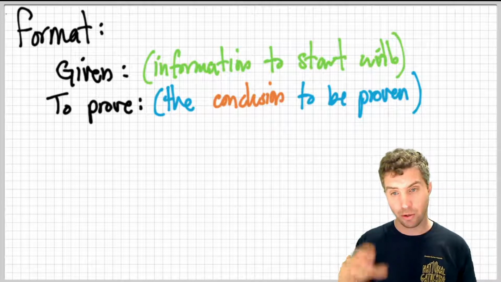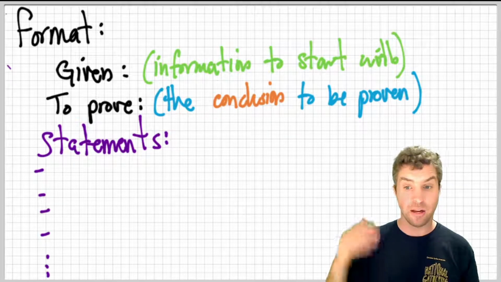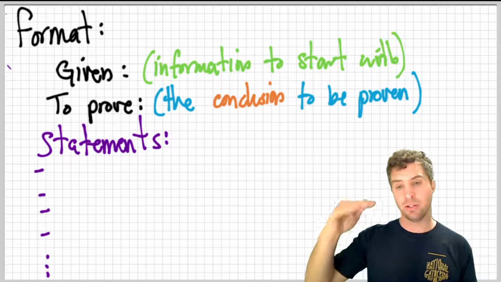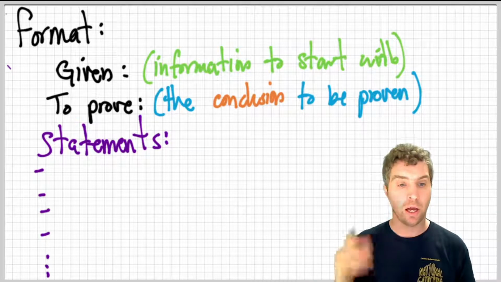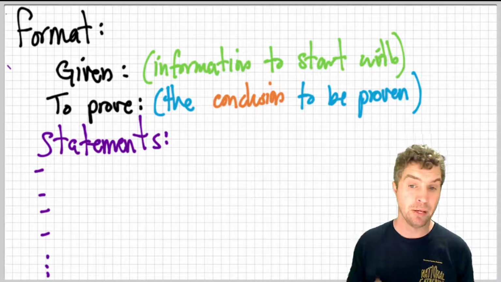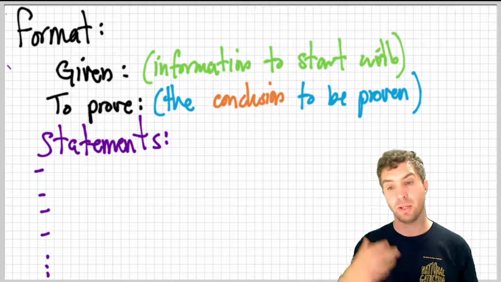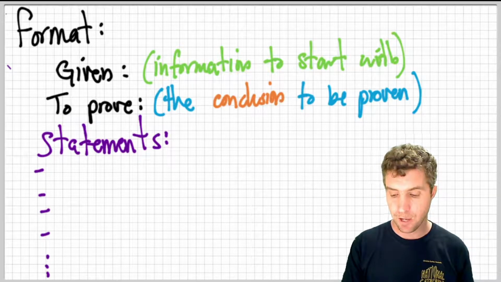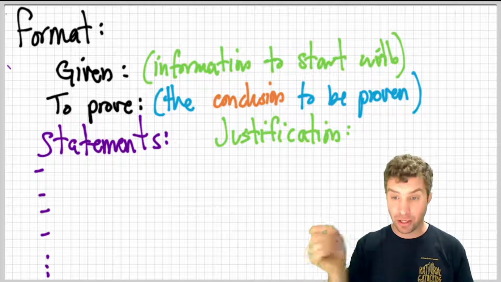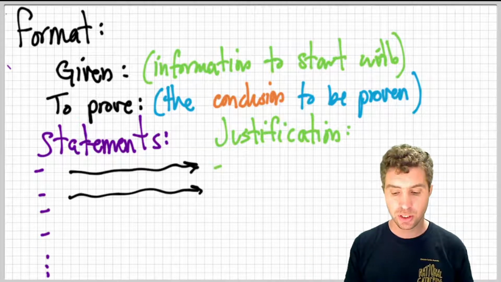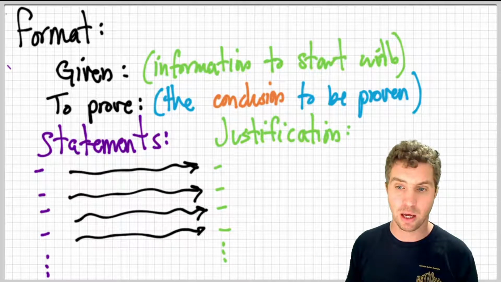Once you've got your given and your thing that you're proving, you're going to write your statements, and you're going to list them out. You list each statement, and generally we write one underneath the other. There might only be a couple, or there might be many, many, many, depending on how complex the thing is that you're proving. Then what you do is you write one statement and then you write its justification. Each statement has a justification that it aligns with.